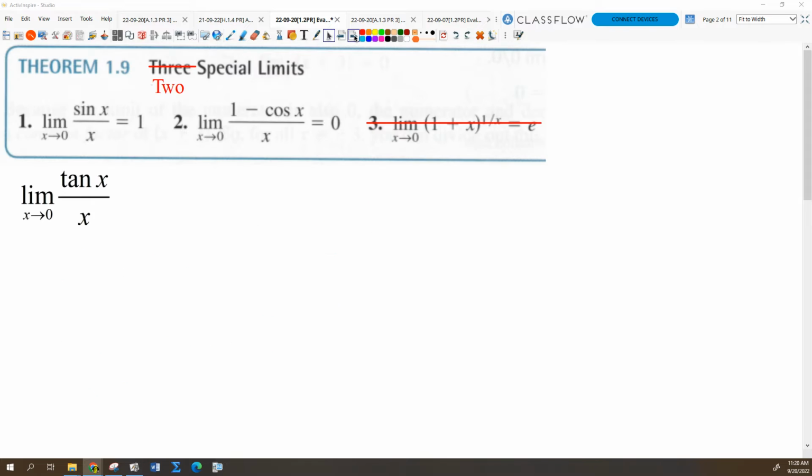Okay, so we're not going to deal with the third case here. We're just going to look at these first two cases. These are two special trig limits that we're just going to use.